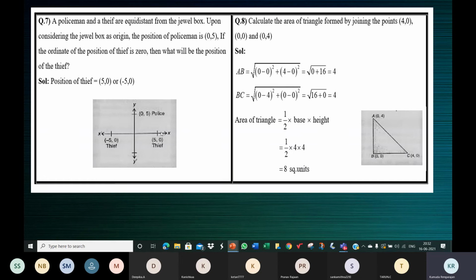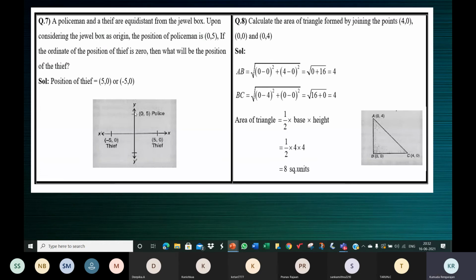That means this guy is on the x-axis, because his ordinate is 0. This thief is standing on the x-axis, because his y coordinate is 0. That means he's on the x-axis somewhere. But what's the condition given? The thief and the police are equidistant from the jewel box. The police and the thief are at equal distances.